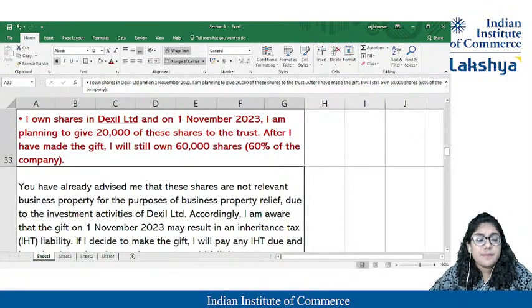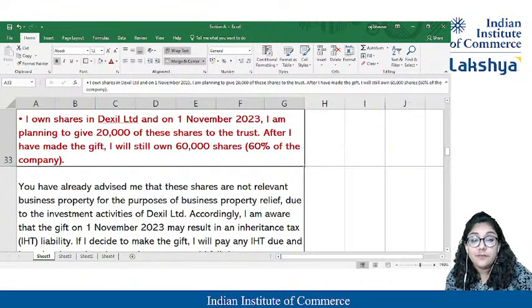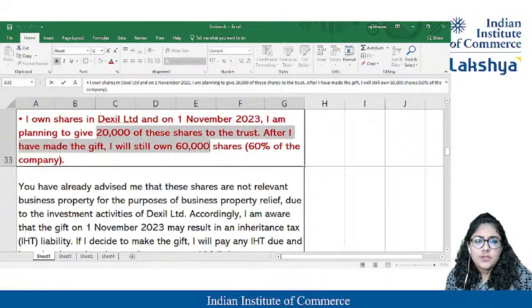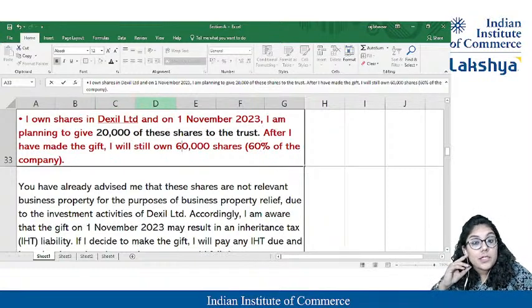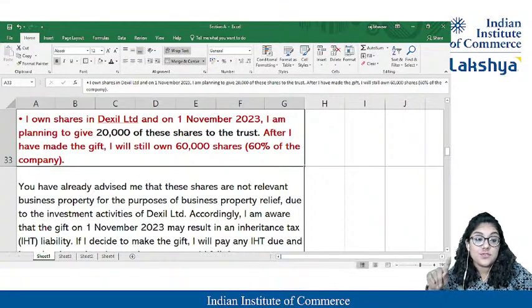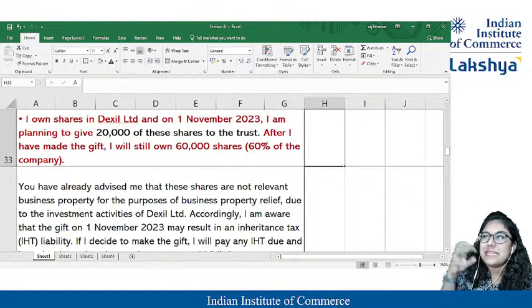And on 1st November 23, which is about to come, I am planning to give. It's not yet given, it's planning. I am planning to give 20,000 of these shares. But actually I need to know how many shares I have. Okay, 20,000 you are planning to give, and after I make the gift, I will still own 60,000 shares, 60%. That means you are giving 20,000, still you have 60.